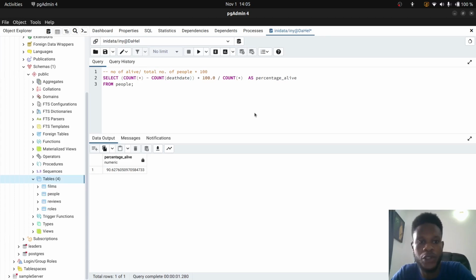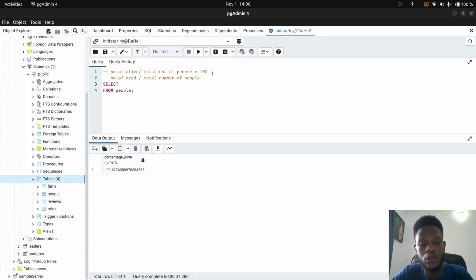Another way to solve this question is by calculating the death rate, the percentage of people that are dead, then subtracting that from 100. Let me try that quickly. So how do you calculate the percentage of people that are dead? Let me see, what's the formula? The formula should be number of dead people divided by total number of people. So that's to calculate the death rate.